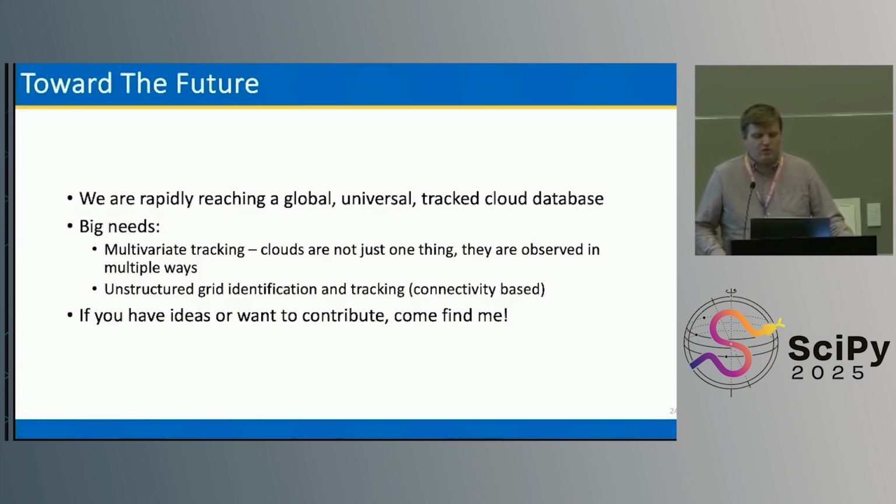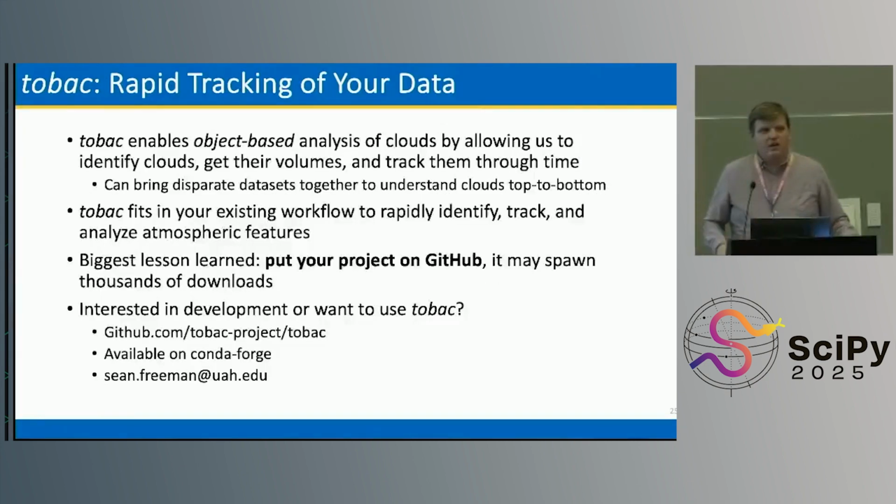Really here, we're moving towards a global universal track database of clouds. That is the vision here. That is the long-term vision for tobac and tracking more broadly. We have some big needs here. Multivariate tracking: clouds are not just one thing. They are many things simultaneously. And doing things on unstructured grids, things that are not regular rectangular grids. If you have ideas or you want to contribute, come find me. I'm here until Sunday. And I'll leave this up, and if there's time, take questions.